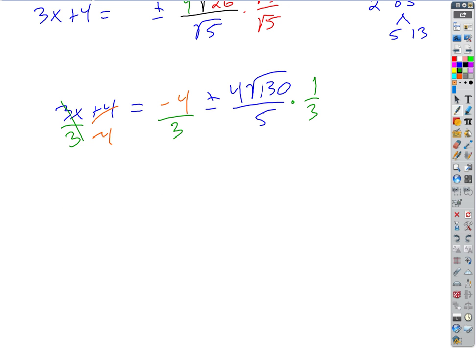So our final answer looks like negative 4/3 plus or minus. When you multiply fractions, you just multiply straight across. So the top is just 4 times the square root of 130. Bottom is just 5 times 3 is 15. And that's it. Can't go any further. Okay? Make sense? All right.